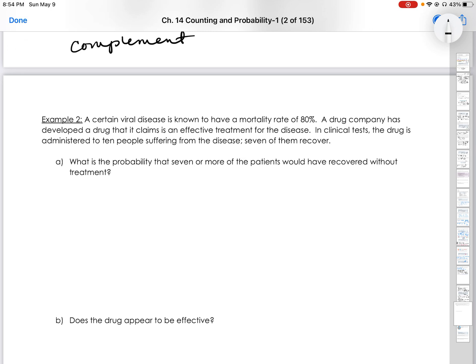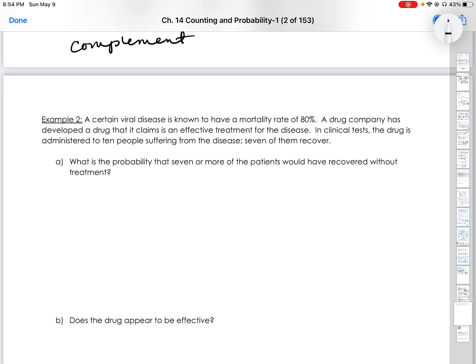Example 2, a certain viral disease is known to have a mortality rate of 80%. This drug company has developed a drug that claims to have an effective treatment for the disease. In clinical tests, the drug is administered to 10 people suffering from the disease. 7 of them recover. What is the probability that 7 or more of the patients would have recovered without treatment?